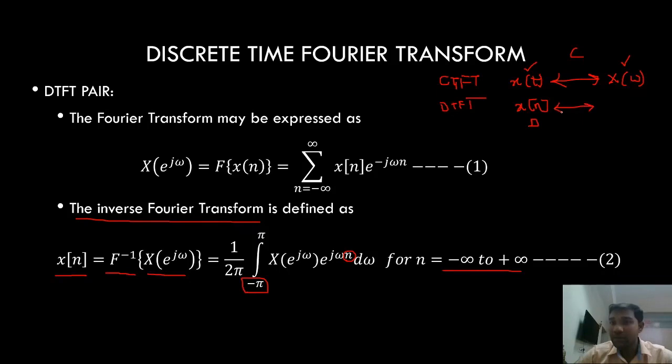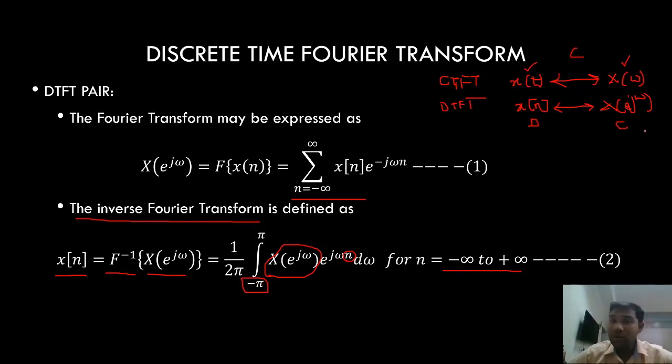But its Fourier transform, that is X of e power j omega, is still continuous. Since the Fourier transform is continuous in nature, when I am operating on the Fourier transform here, I can consider integral. I don't have to consider summation as in the first case here. I can still consider integration. Then why am I considering only from minus pi to plus pi?